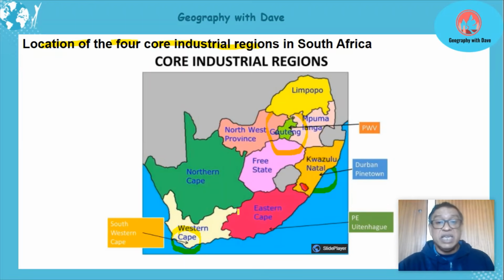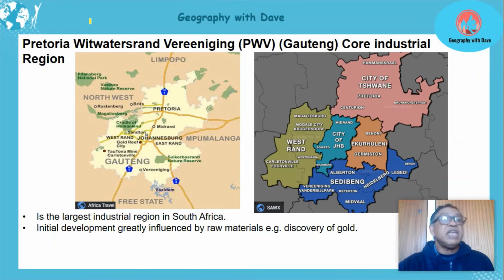That's found in the Western Cape. And then the last one of the four we have is the Port Elizabeth Uitenhage core industrial area, that's found in the Eastern Cape. So we basically know the location, and in some cases the province, because Gauteng is making up the PWV area, and in the rest of the cases, the province in which it is situated. Another thing to know is that these three are along the coast, with harbors. An interesting fact: the only one that's more central or inland of the four is Gauteng.